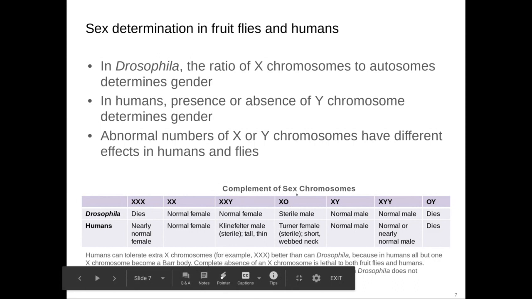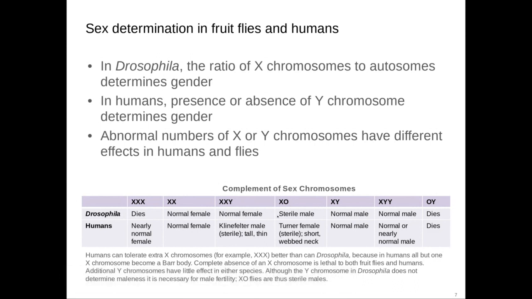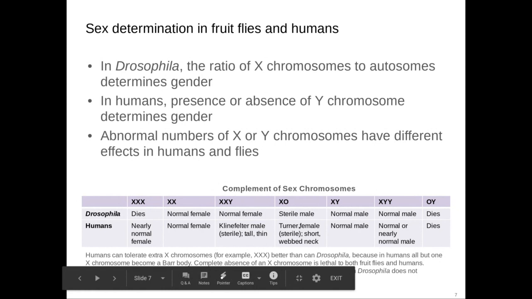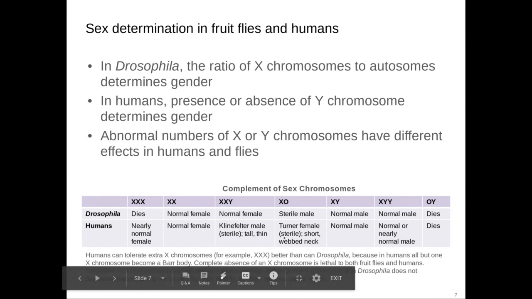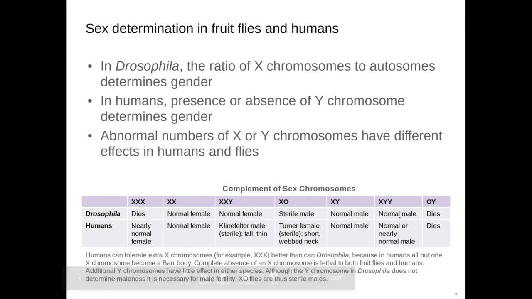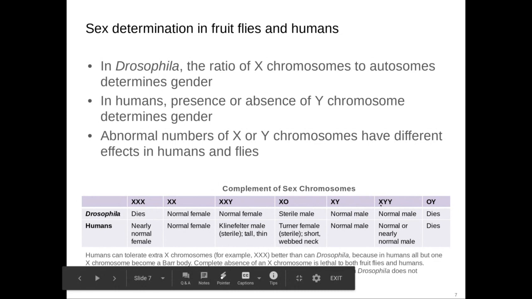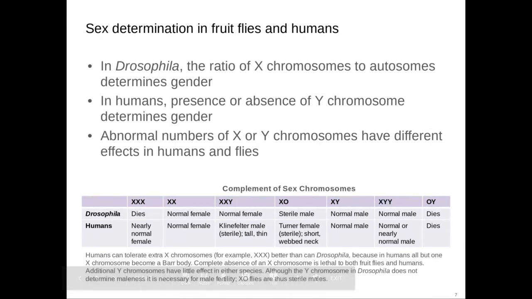XO, i.e. they're missing a Y chromosome or a second X chromosome, produces sterile males in Drosophila, but in humans it produces Turner females, which are also sterile and have a short, webbed neck. I was trying to think of good ways to describe what a webbed neck looks like, but definitely Google what Turner syndrome looks like. The phenotype is weird for the neck part at least. XY is normal males, and XYY in Drosophila produces a normal male. In humans, it's a nearly normal male. Almost. A little bit weird, but not too crazy.